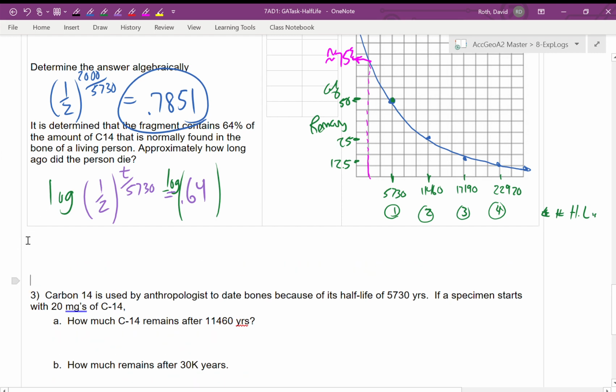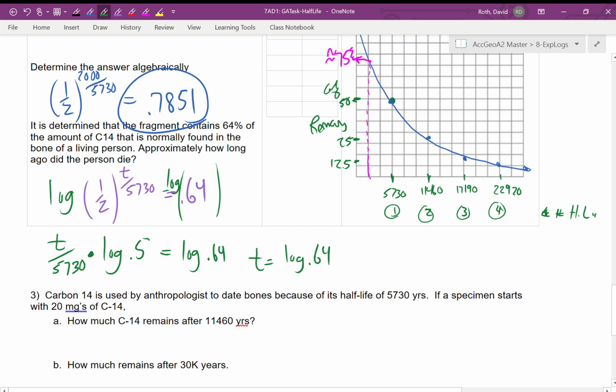So when I do that, I have t over 5730 times the log of 0.5 equal to the log of 0.64. So t is equal to the log of 0.64 divided by the log of 0.5, and I'll multiply that by 5730.